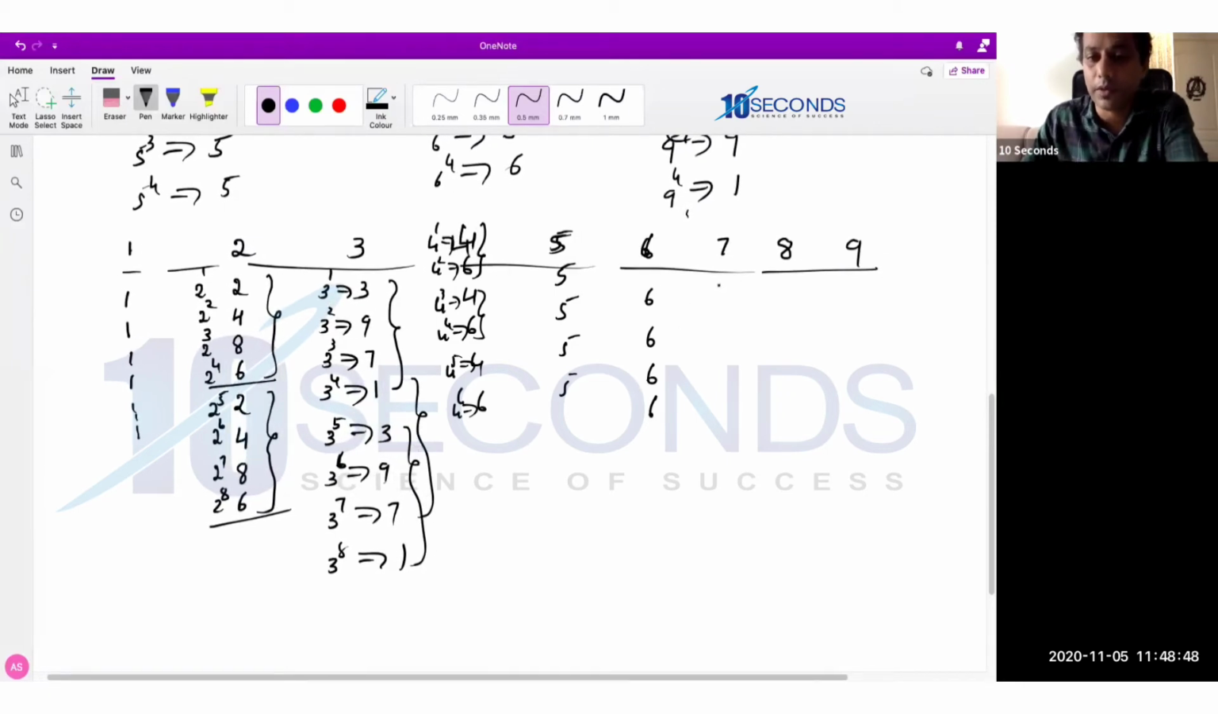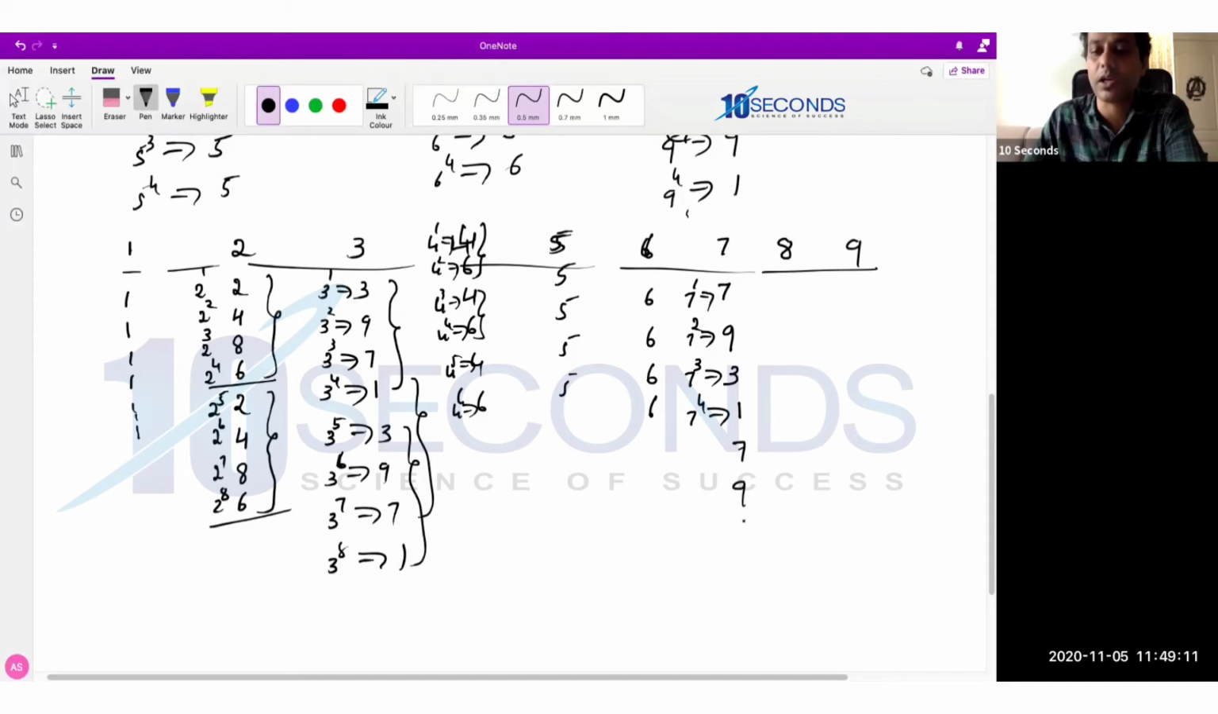7. 7 power 1 is 7. 7 power 2, 7 into 7, 49, 9. All right. 9 into 7, 63, 3. Not repeating. Then again multiply by 7, 21 ends with 1. 7, 9, 3, 1, numbers are not repeating. So let's continue.